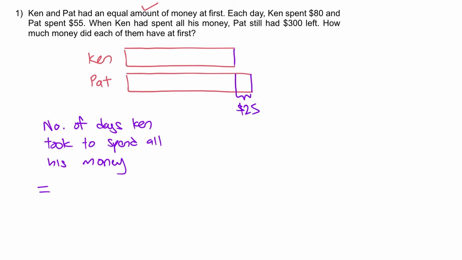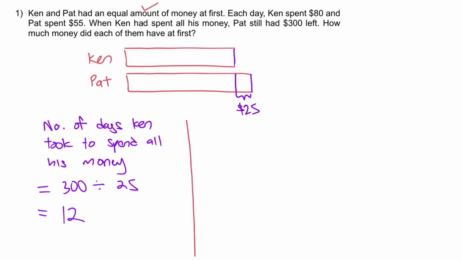Remember, $25 a day, that is the gap. A $25 gap is produced a day. How many days will it take to create a $300 gap between them? We just take 300 divided by 25. That will give you 12 days. It will take exactly 12 days such that Ken would run out of money and Pat would still have $300 left.